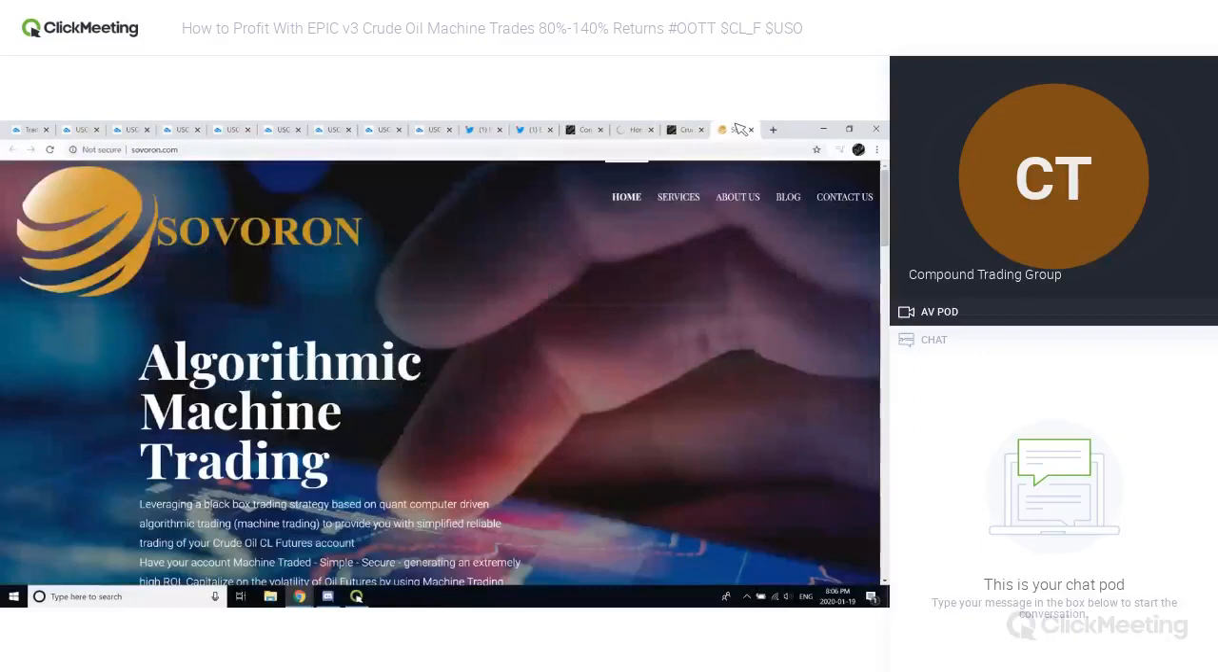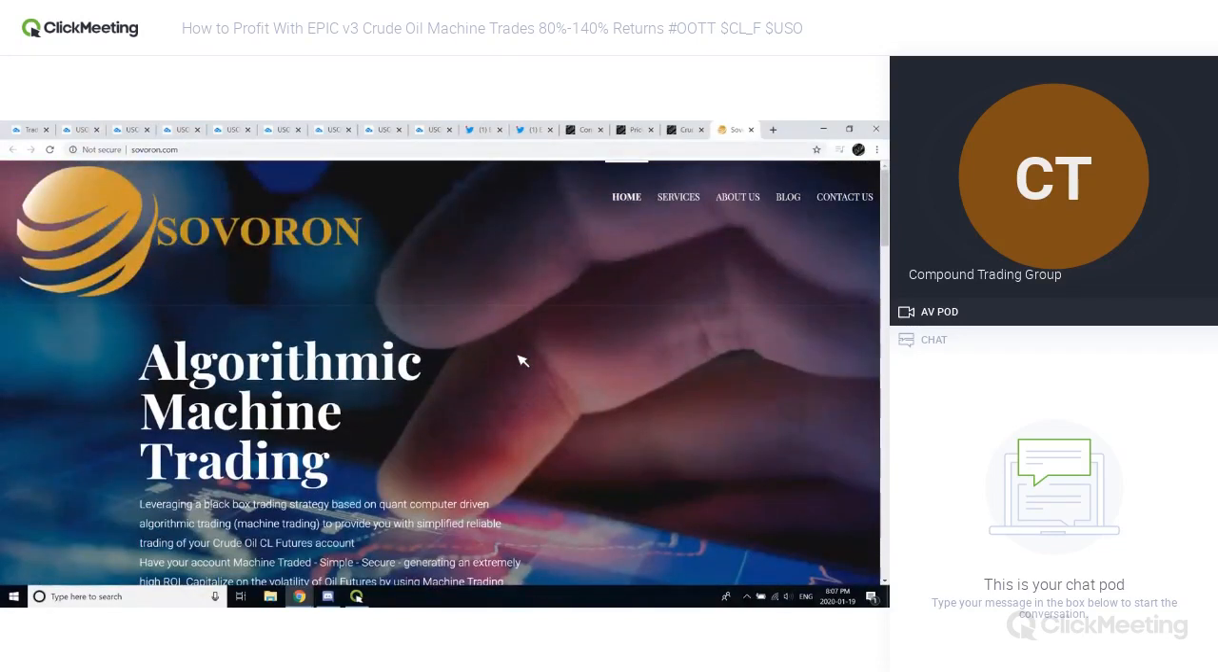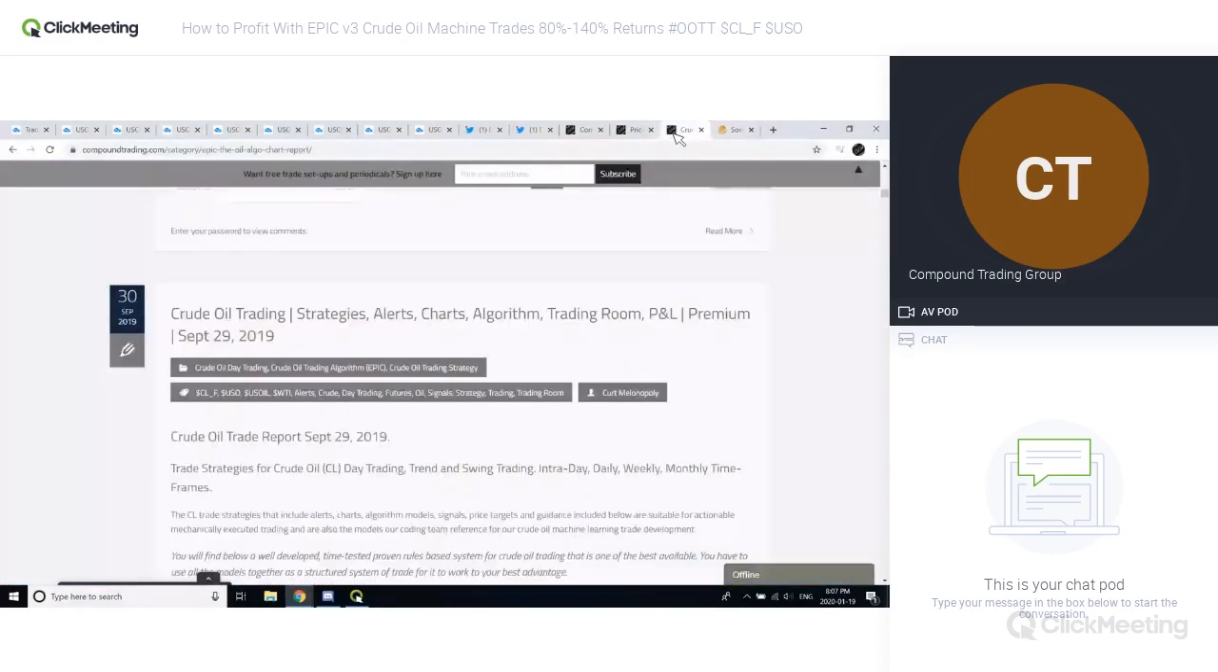The other informational area, I guess, would be Sovereign. Sovereign is our partner in terms of the machine trading. They use our data to trade. So they're the connection or the bridge between our data and client accounts. So you can follow along with Sovereign too. They have a blog. And generally speaking, that's how you follow us.